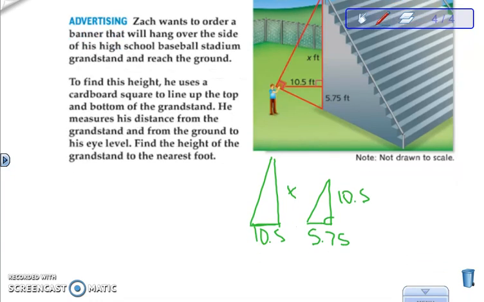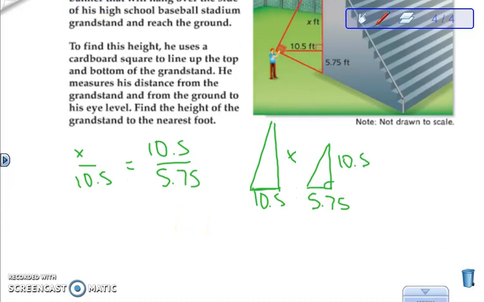This time when we set up our proportion, X is not going to be the geometric mean, but it's still going to be helpful. So X over 10.5 equals 10.5 over 5.75. Then we're just going to cross multiply and solve for X. X times 5.75 should equal 10.5 squared, which is 110.25. And so therefore X is 19.2.